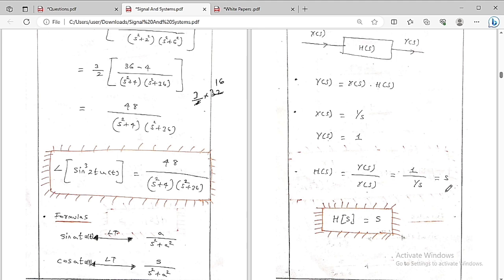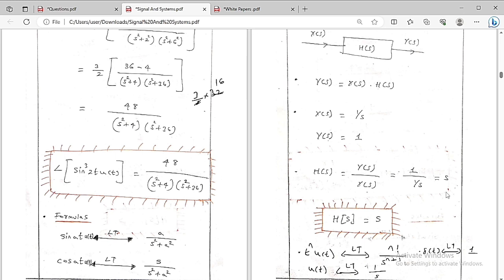So always you have to keep in mind some important formulas. For t to the power of n into u of t, what is the Laplace transform? The Laplace transform is n factorial by s to the power of n plus 1. Suppose n is equal to 0, then for u of t, its Laplace transform is 0 factorial, which is 1, over s to the power of 0 plus 1, which is s. So we are going to get 1 by s for u of t. For delta of t, the Laplace transform is 1. So this formula you always have to keep in mind.